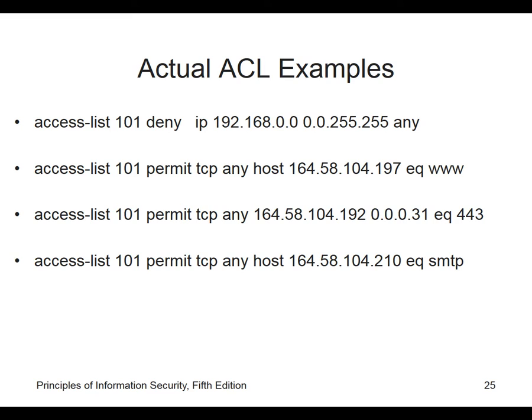The second one says permit TCP. Any host, 164, blah, blah, blah, equals www. So what do you think that one does, anybody? What's www? Yeah, it's web traffic. So this says, this is the destination, this is the source. So any packet, I'm sorry, this is the source of destination. So any packet coming from anywhere, going to this guy, on port 80, let it in. So if you want to surf the internet, let it in. Okay, this is our inbound list.